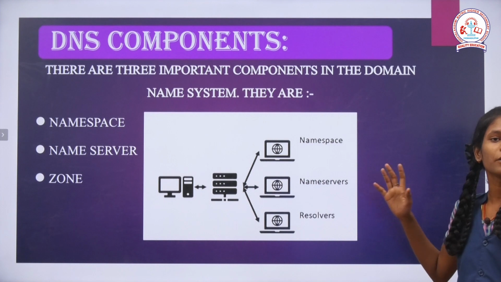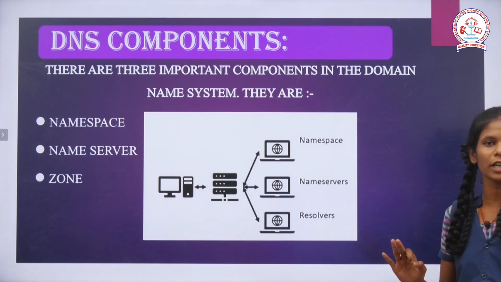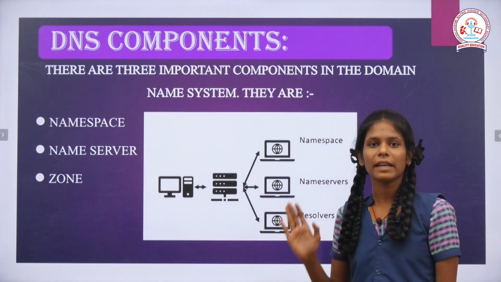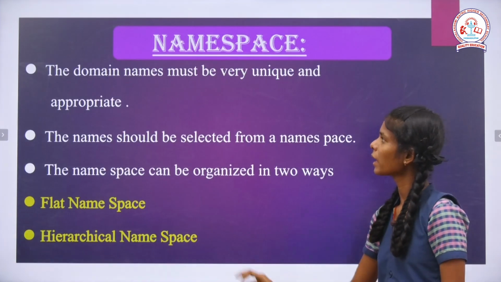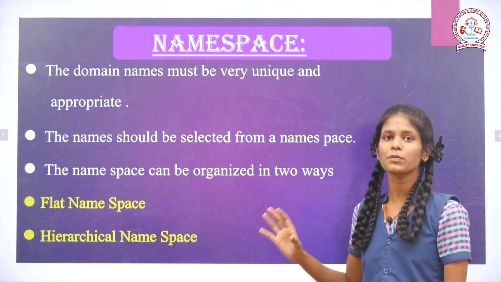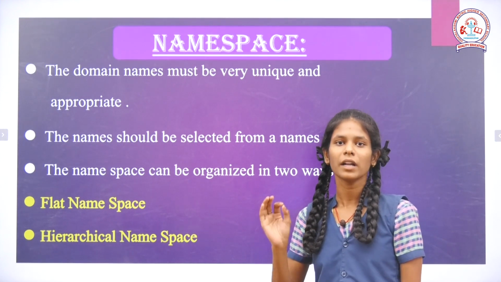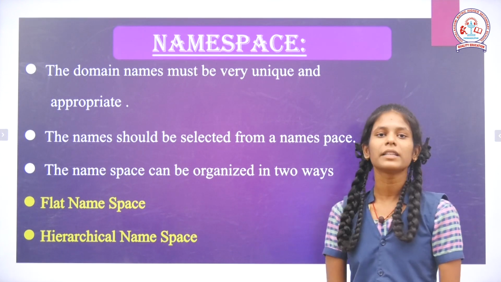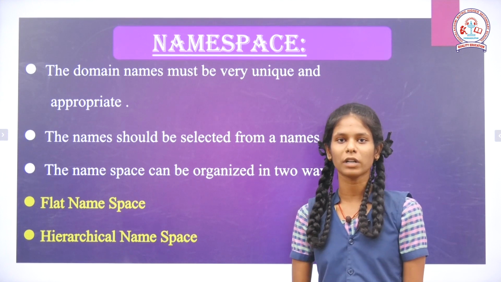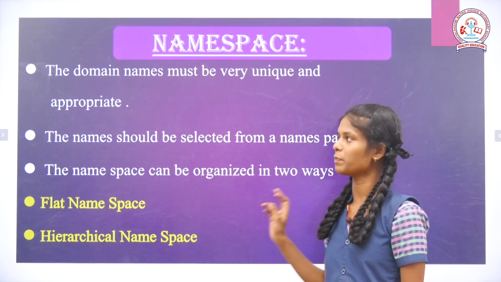Generally, domain name system is divided into three components: namespace, name server and zone. Namespace is nothing but it is very unique and appropriate. The name should be generally taken from the namespace. And the namespaces get divided into two types: flat namespace and hierarchical namespace.